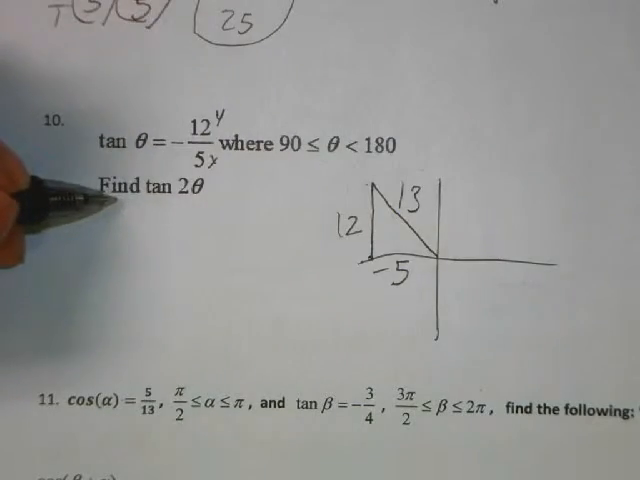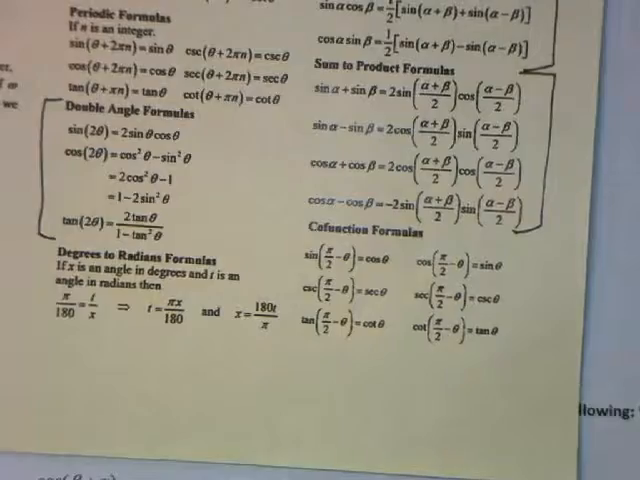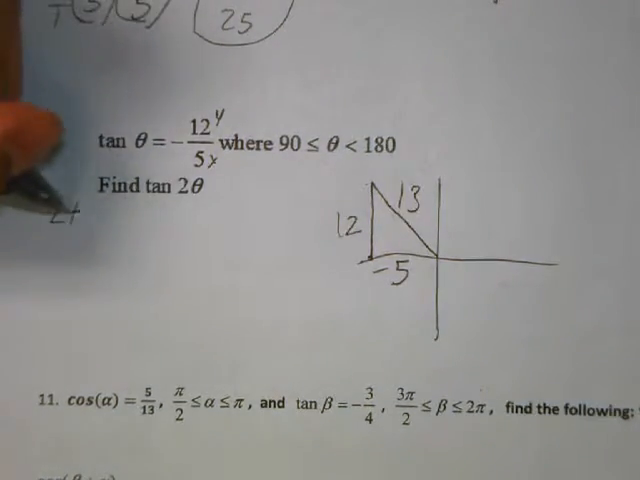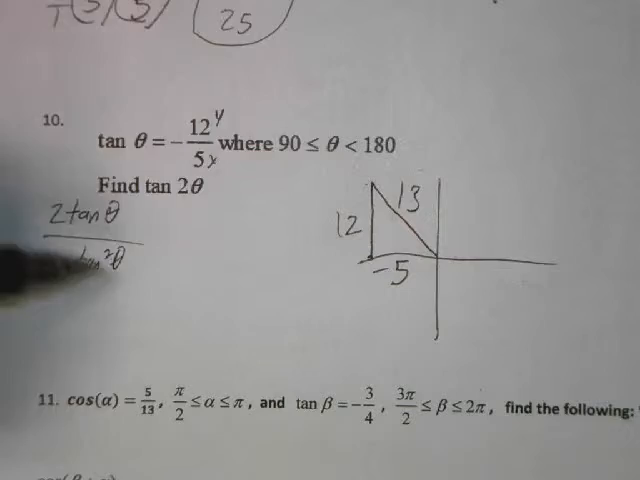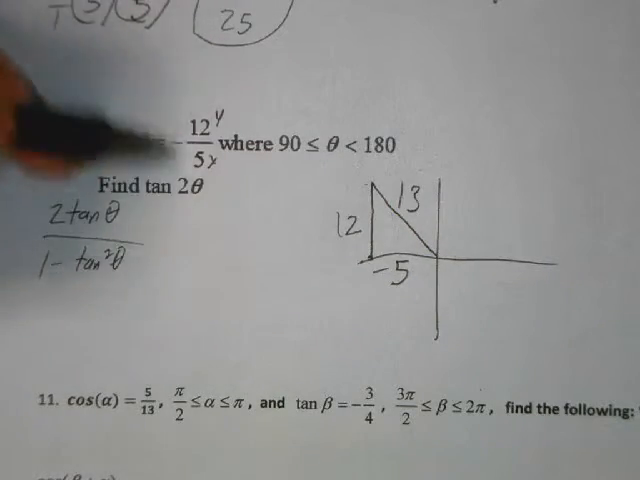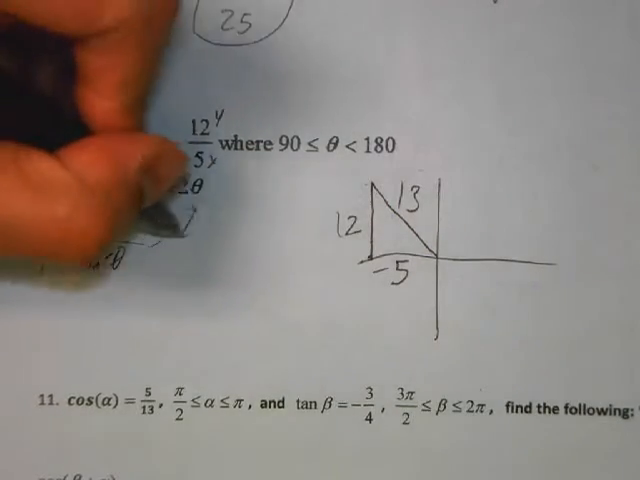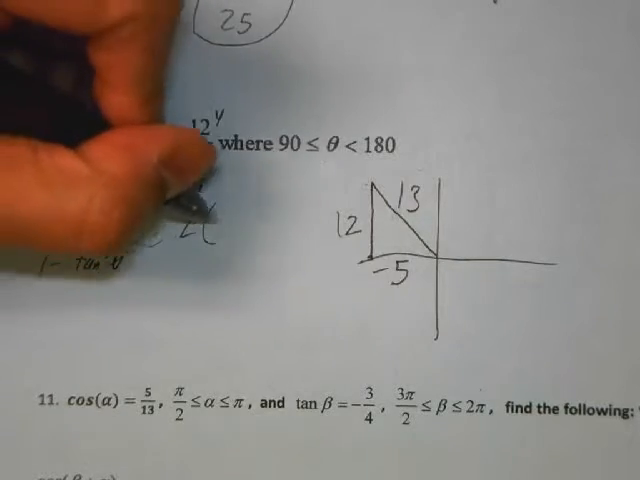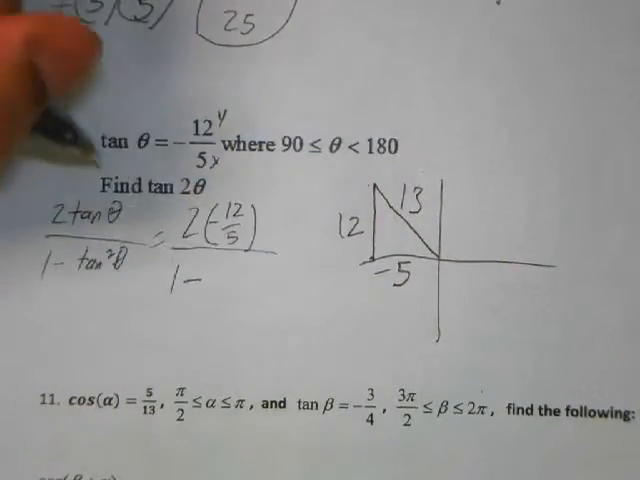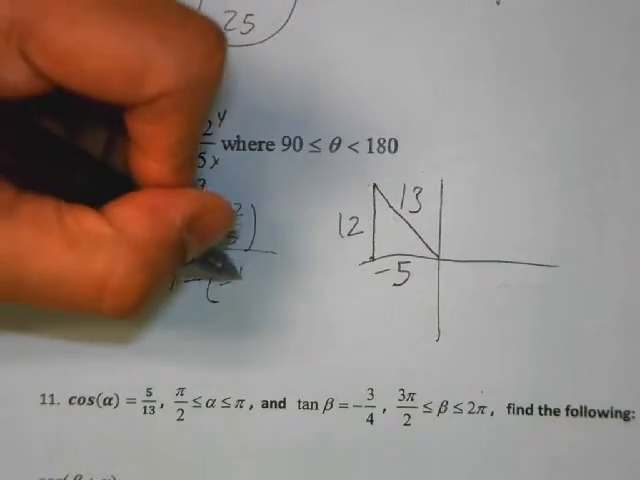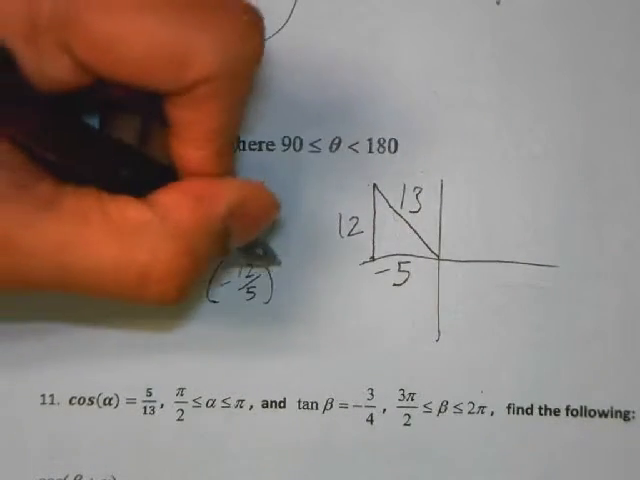Now, tangent 2 theta, again, double angle formula right here. Tangent 2 theta is 2 tangent theta over 1 minus tangent squared theta. Now, the cool thing is we don't even have to look at this because tangent was given to us right here. 2 times negative 12 over 5 over 1 minus negative 12 over 5 squared.